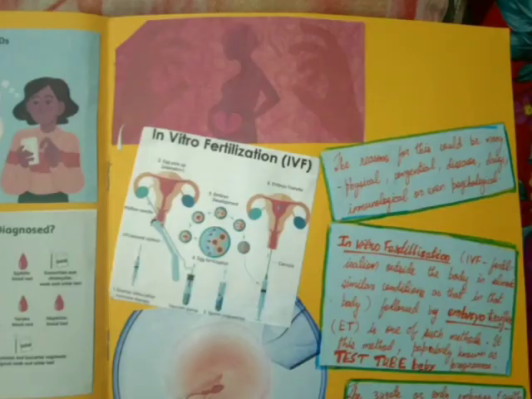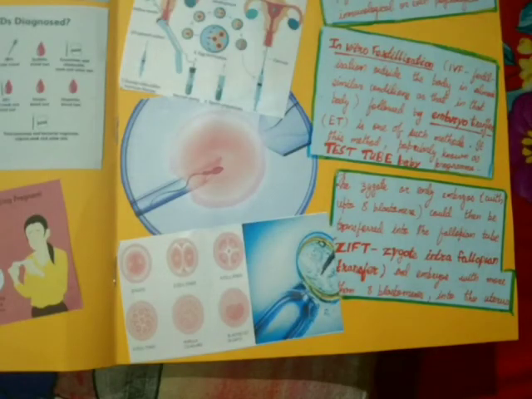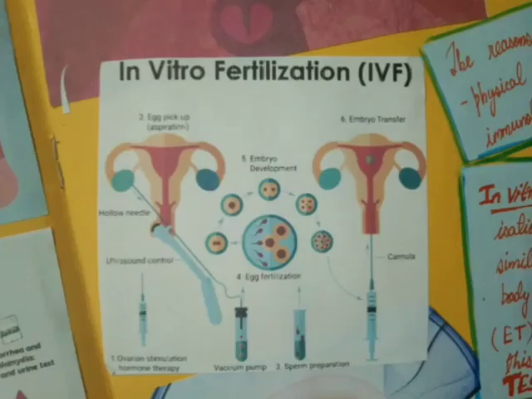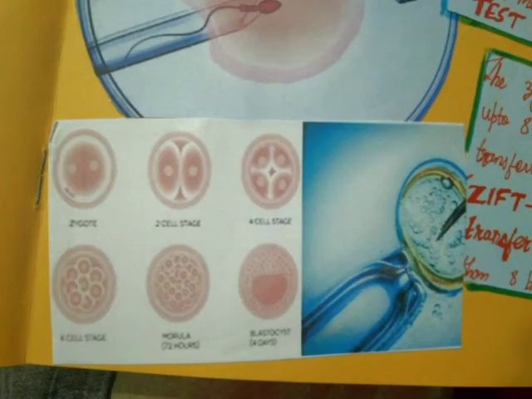In vitro fertilization, IVF, fertilization outside the body in conditions almost similar to those in the body, followed by embryo transfer, is one such method, popularly known as the test tube baby program. The zygote or early embryos with up to 8 blastomeres could be transferred into the fallopian tube, ZIFT, zygote intrafallopian transfer, and the embryos with more than 8 blastomeres into the uterus.